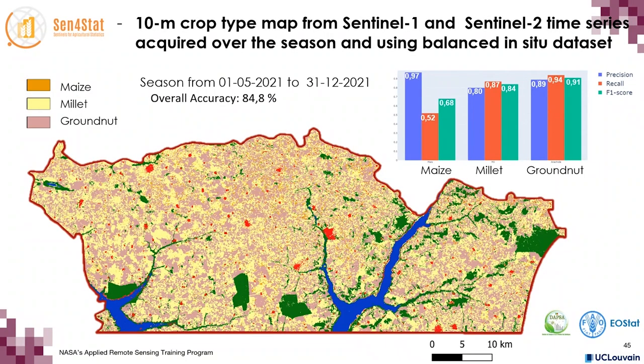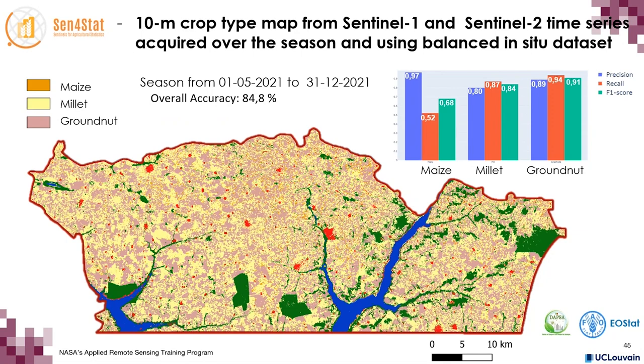Using the dataset for not only the cropland, but also the crop type mapping, we can see the increase in the overall accuracy up to 84% thanks to a much more balanced dataset. You can see here the urban class in red, the forest in green, the water in blue, and the crop types according to the legend here.